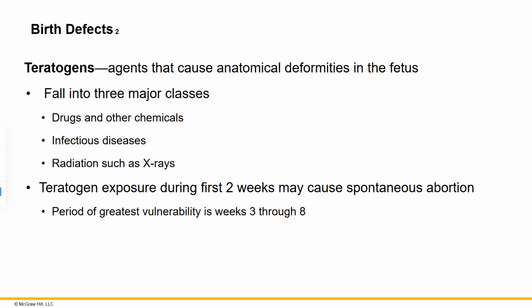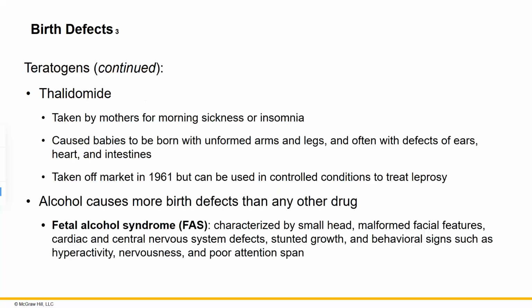Teratogens are agents that cause anatomical deformities in the fetus. They fall into 3 major classes: drugs and chemicals, infectious diseases, and radiation. Teratogen exposure during the first 2 weeks may cause spontaneous abortion. The period of greatest vulnerability is weeks 3 through 8.